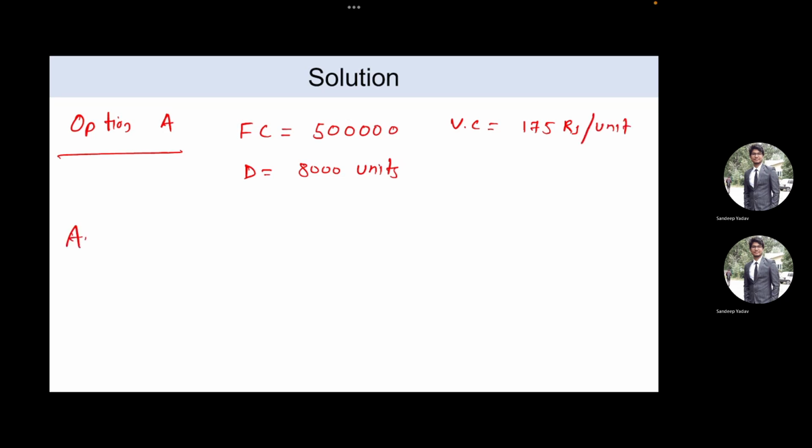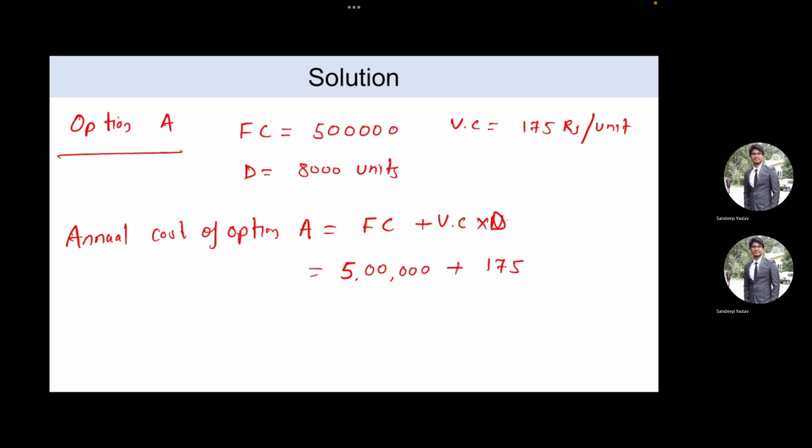Now let's calculate the annual cost of option A. That will be fixed cost plus variable cost into demand. That will be 5 lakh rupees plus 175 into 8,000. If you calculate this, then it will come out to 19 lakh rupees.